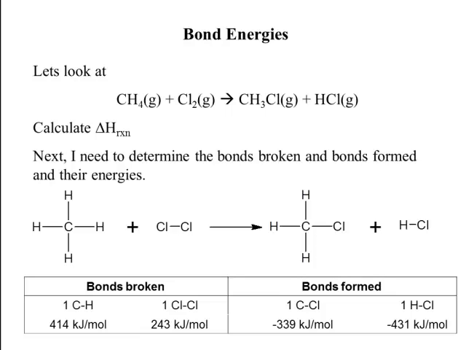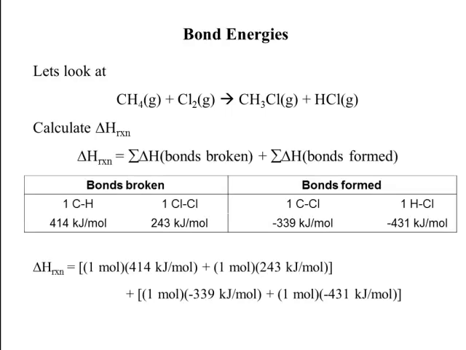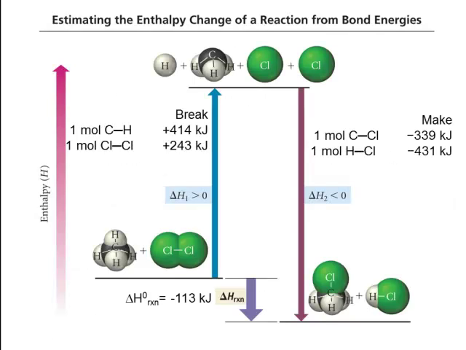Okay, so I know I have one carbon-hydrogen bond broken, one Cl-Cl bond broken, one carbon-chlorine bond formed, one HCl bond formed. Go to my delta H of reaction. I have my information. Plug everything in. And end up with the delta H of reaction of a negative 113 kilojoules. All right, and if I look at a picture of this one, you can see that all I'm doing is just breaking off that carbon-hydrogen and the chlorine-chlorine and then recombining the carbon-chlorine and the HCl. Okay, so that's just a simplified way of thinking about this.